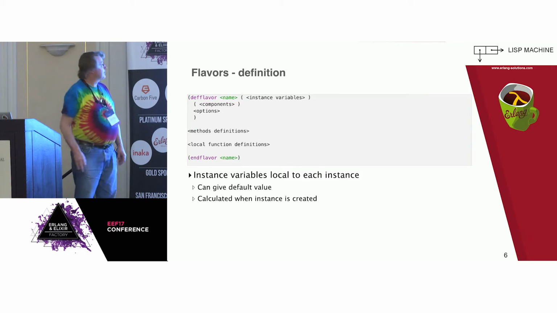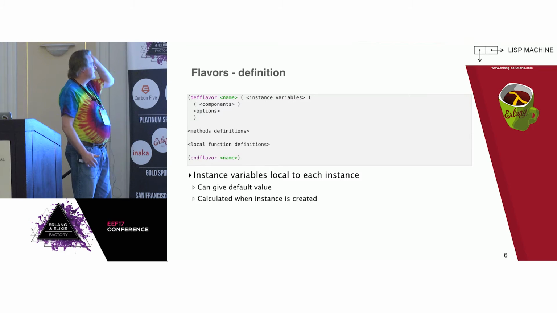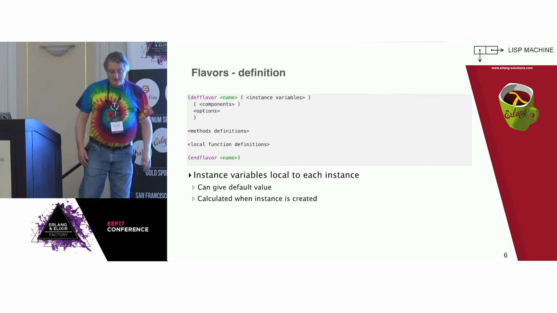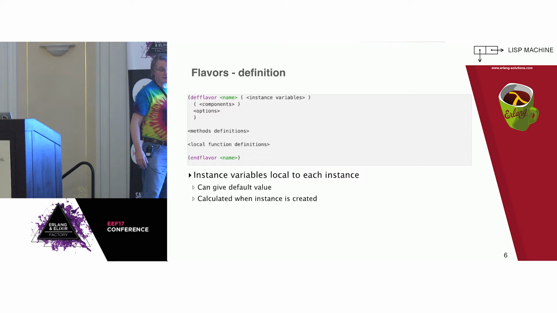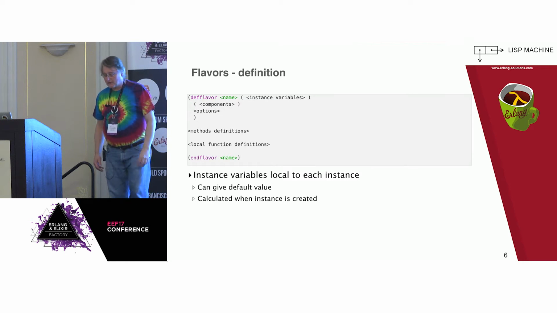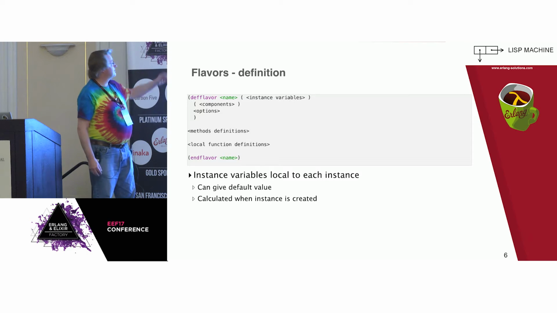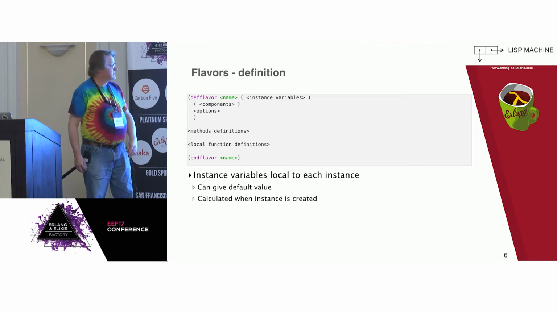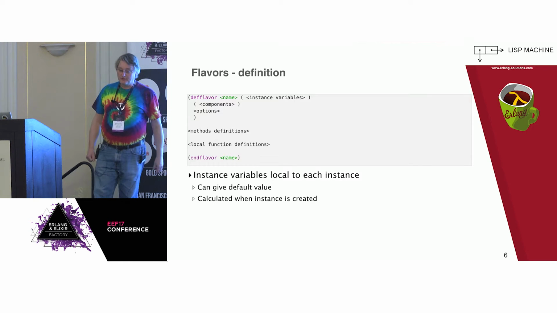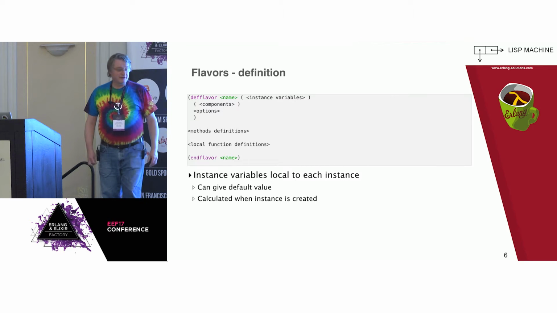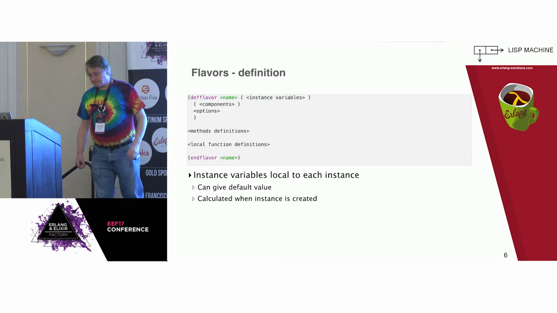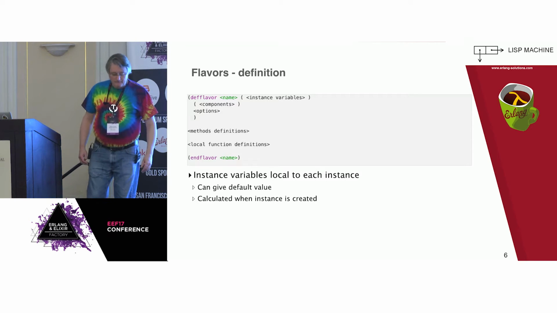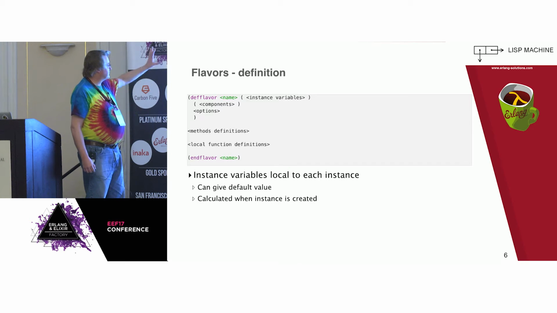You could define a flavor. This is pretty much the standard syntax from the Lisp machines, except I've added one thing at the end, an end-flavor saying when it ended. So I could define a flavor with a flavor name, define instance variables, and we have components, which we'll see more of. For that flavor, I could define methods, and I could also make local function definitions I could call within the method. There's nothing really strange at this level.